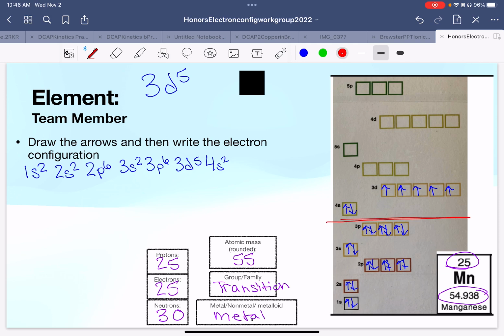So I want to draw a line right here on my chart. This represents argon's electron configuration, everything below that line, because it's the last filled p shell. And so for shorthand, I simply write Ar, and I'm going to write everything above it in order. 3d5, 4s2. And that's how I do electron configuration.